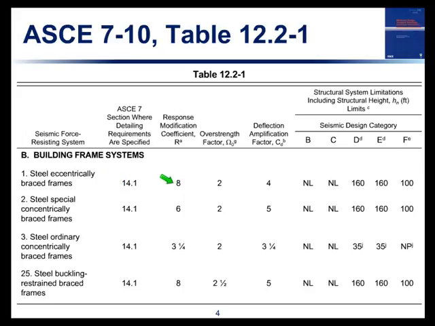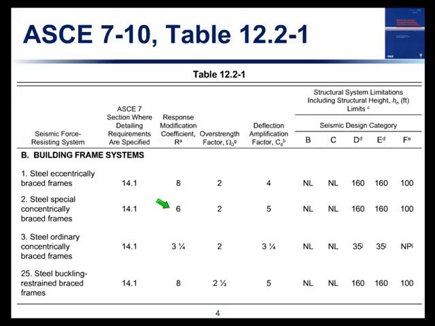And then we have R factor for each of the systems. Eccentrically braced frames and the steel buckling-restrained brace frames, which we'll cover at the end, both have an R equals 8, and that's the highest you can go for these systems. So those are the most ductile, if you will. Followed by special concentrically braced frames, which does give you an R of 6.